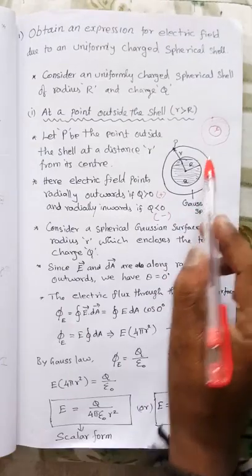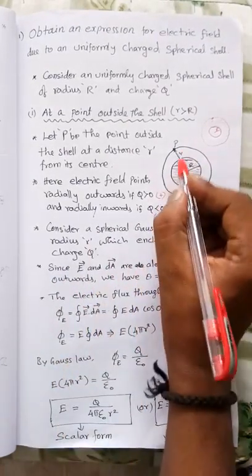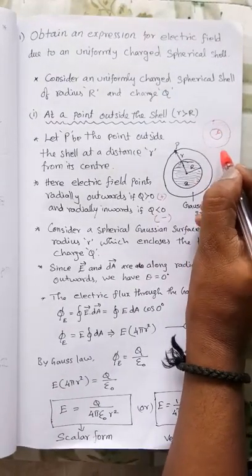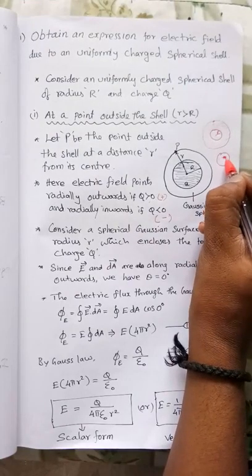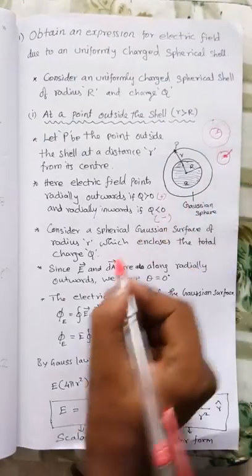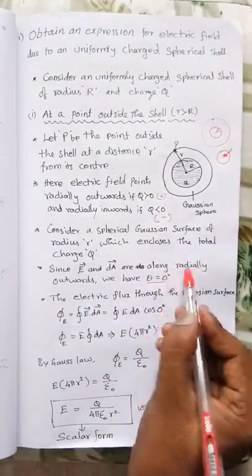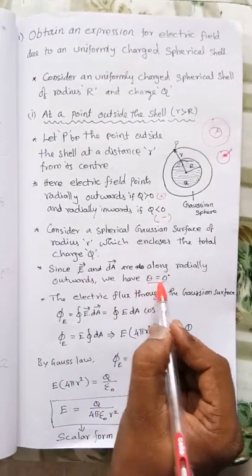E and dA are along the radial outwards direction. If you take one small area on the sphere, the field and the area vector are at the same angle, so the angle becomes 0 degrees. Radially outwards means E and dA are both in the same direction, so theta equals 0.